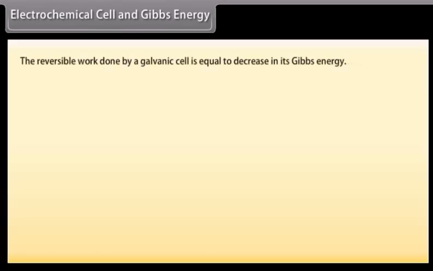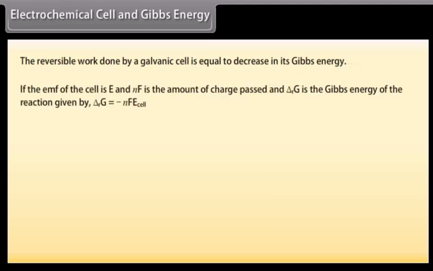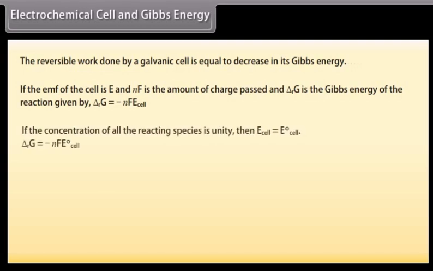Electrochemical cell and Gibbs energy. The reversible work done by a galvanic cell is equal to the decrease in its Gibbs energy. If the EMF of the cell is E and nF is the amount of charge passed, and delta rG is the Gibbs energy of the reaction, then delta rG is equal to minus nF E cell. If the concentration of all the reacting species is unity, then E cell is equal to E naught cell.